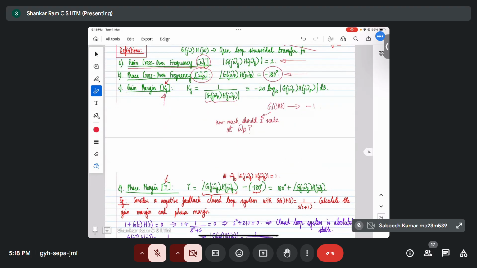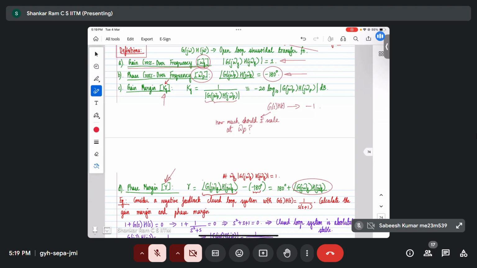Similarly, the phase margin is calculated at the gain crossover frequency. So you can see a nice symmetry in the definitions of these two measures. The gain margin is calculated at the phase crossover frequency, and the phase margin is calculated at the gain crossover frequency. What is the phase margin? We figure out the phase of the open loop transfer function at the gain crossover frequency. This is going to be a negative number, and we figure out what phase I should add to it to make it go to minus 180.